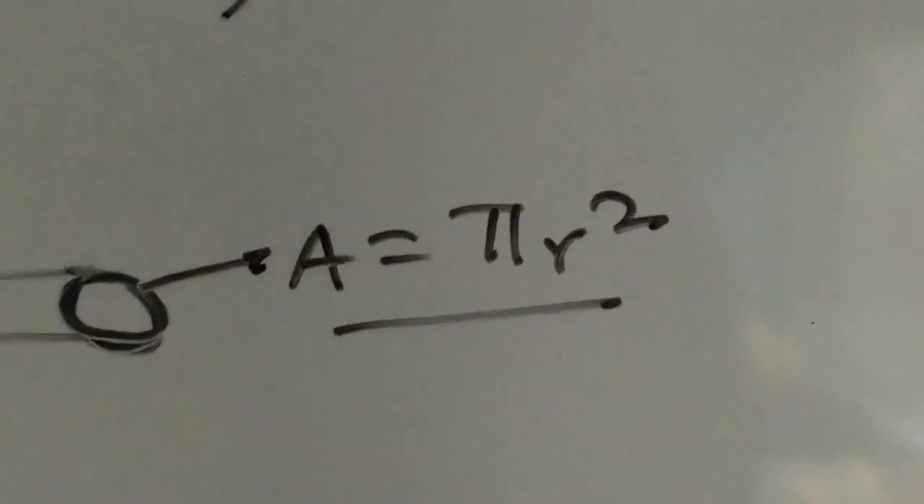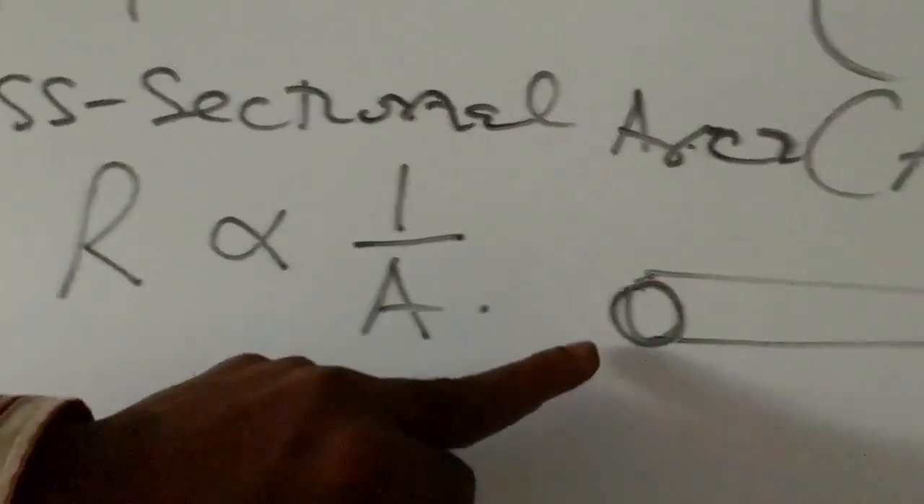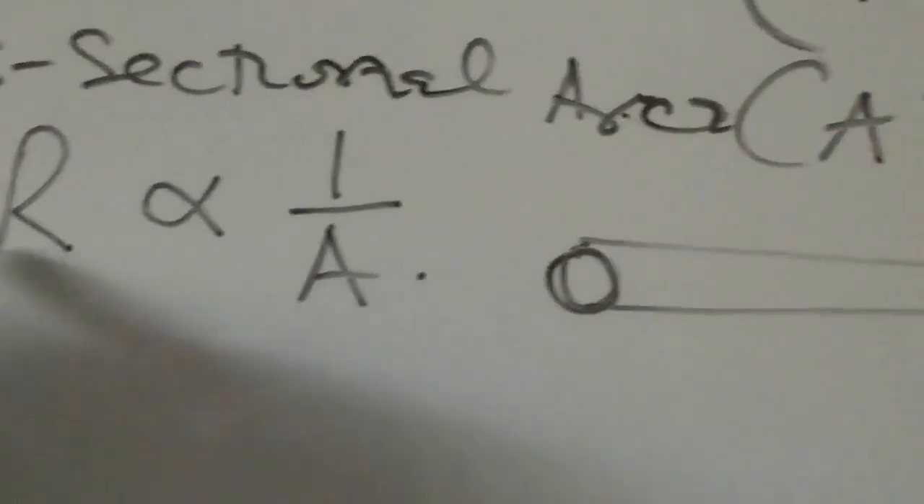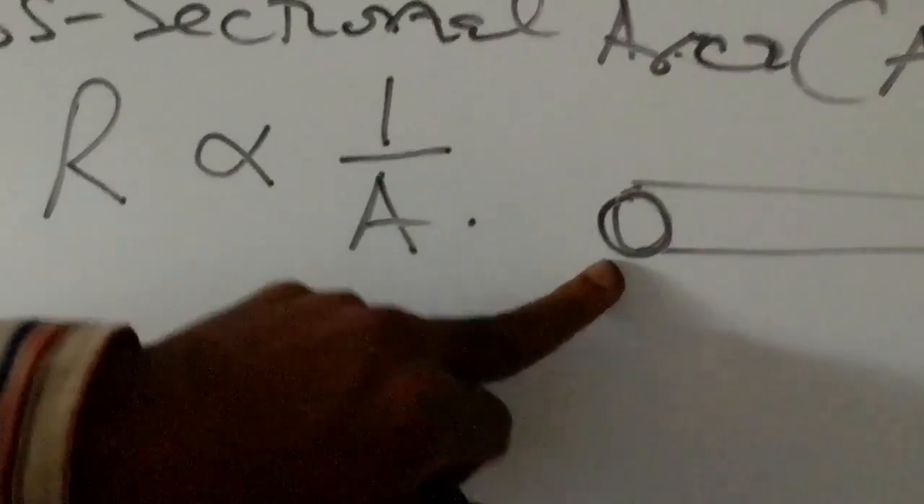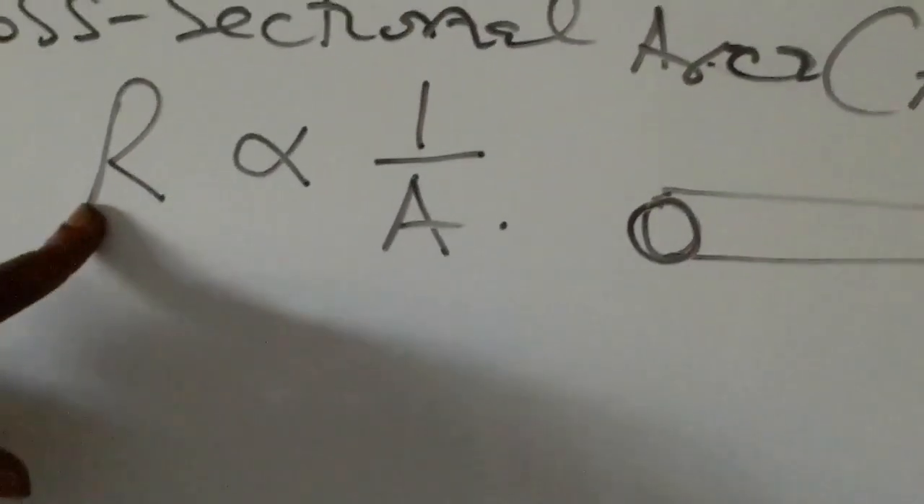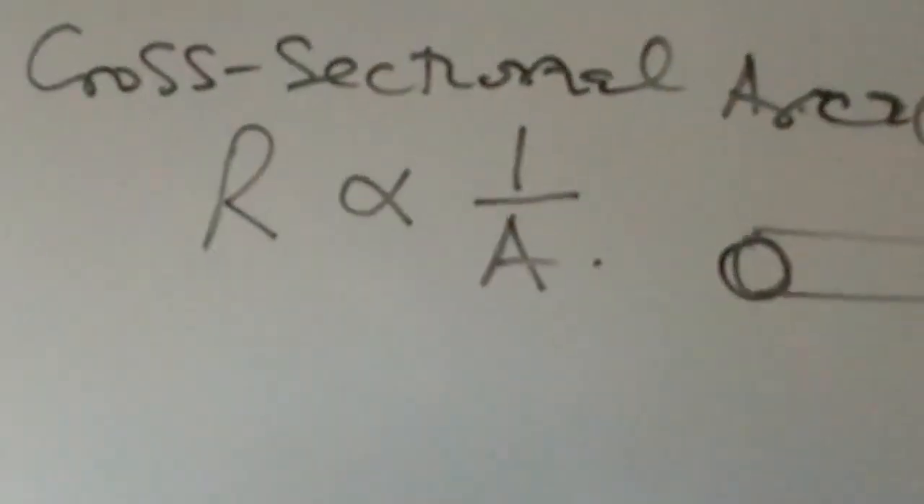So, what I'm trying to say, if resistance varies inversely as the cross-sectional area, it means that the wider the area, the smaller the resistance. Or the bigger the cross-sectional area, the smaller the resistance. The wider the area, the smaller the resistance. The smaller the area, the bigger the resistance.